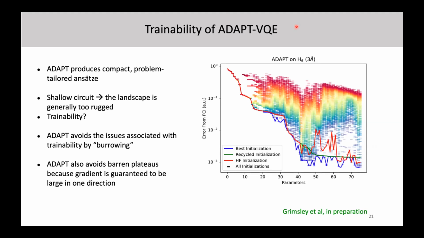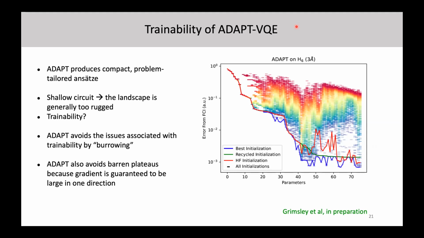But what we find is that because ADAPT is building up its ansatz on its own, essentially, and deciding what's the best direction at each step, it's actually deciding what's the best landscape. It's creating the landscape on the fly, and it does so in such a way that the current state is always close to the global minimum of that landscape, and you never really explore any of these bad regions.